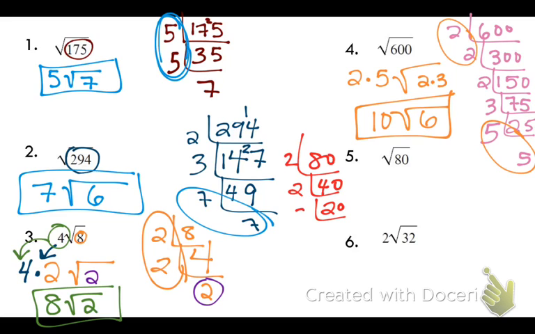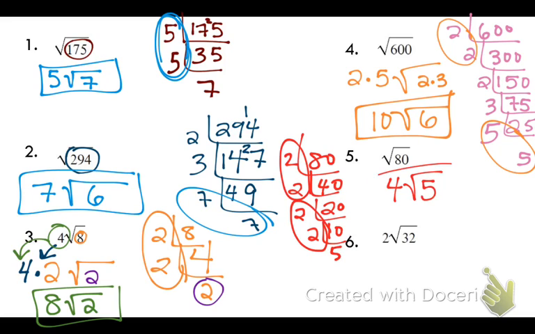Smallest number to go to 20, 2, and it goes in 10. Smallest number to go to 10, 2, and it goes in 5. So then we have 2 groups. So what number goes on the outside? 4. Square root of 5. Perfection.